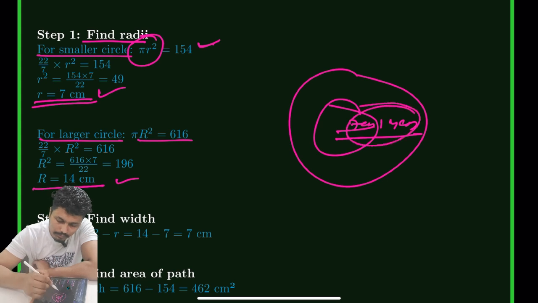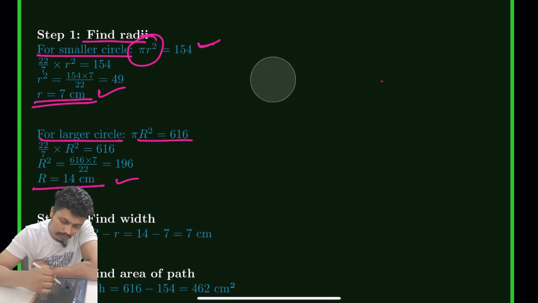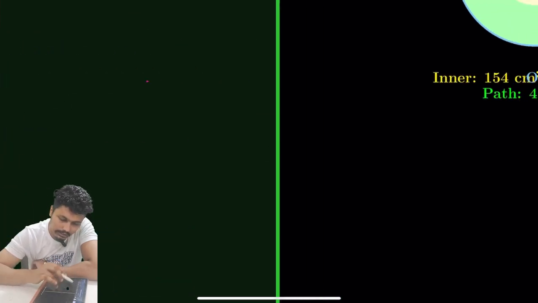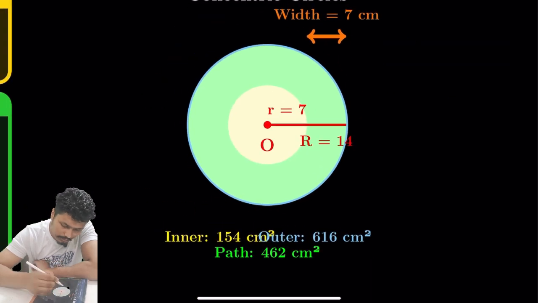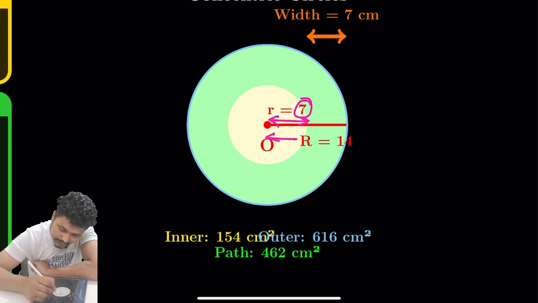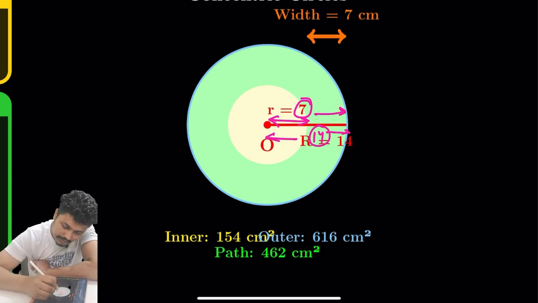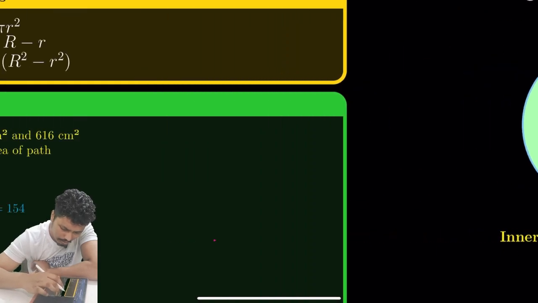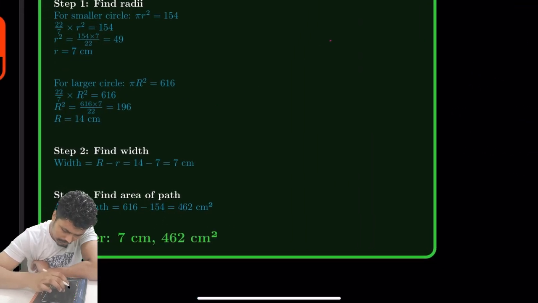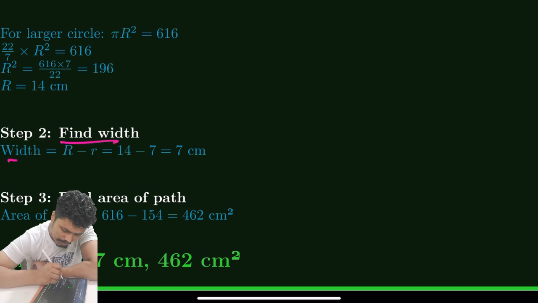Okay. So what will the width be? Let me take this one. This inner one is 7. This outer one is 14. So what will be the width of this one? It will be 14 minus 7, so it will be 7 centimeter. Finish. So the width will be R minus r, 14 minus 7, 7 centimeter.